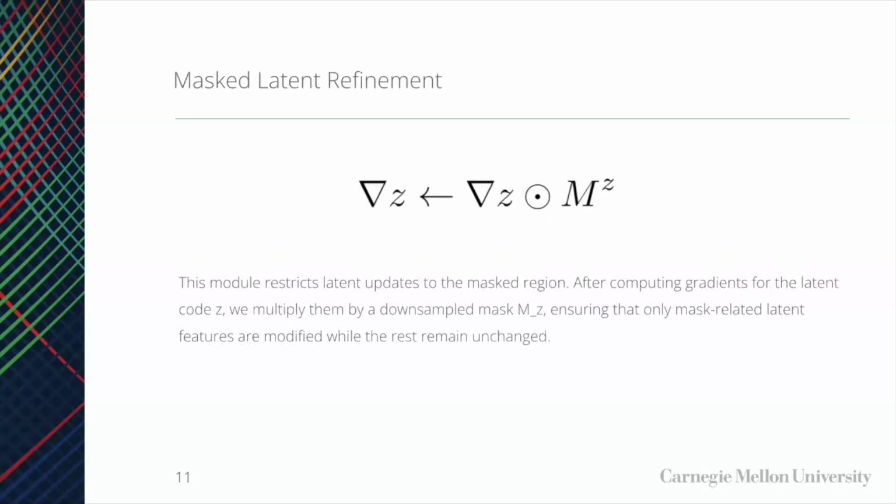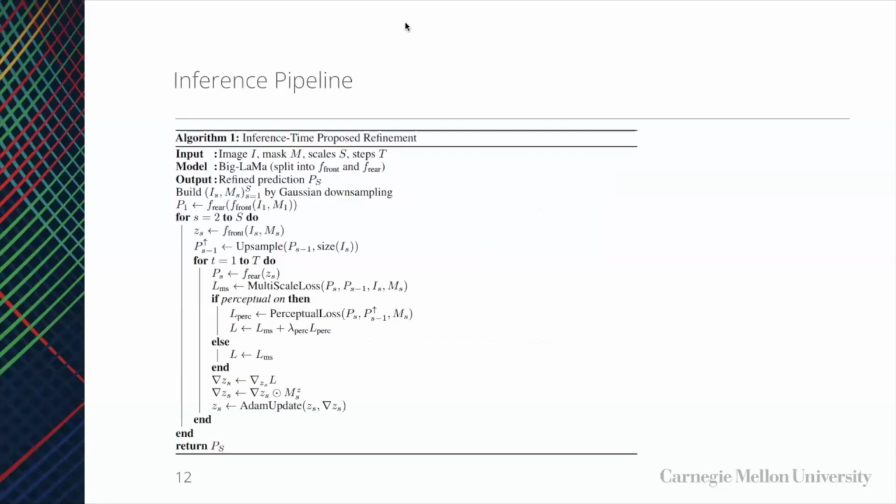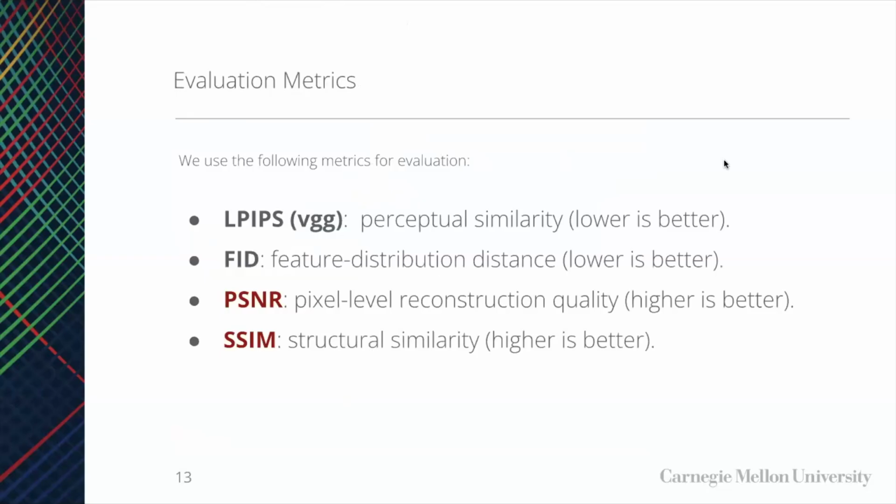Then we apply the downsampled mask to the latent gradient so that only mask-related latent features are updated, preventing changes to other areas. Our pipeline builds the image pyramid and runs the model once at the coarsest scale and refines latent features at higher scales for T iterations, and all model weights stay frozen to make this an easy plug-and-play refinement module. We use the following four metrics for evaluation.